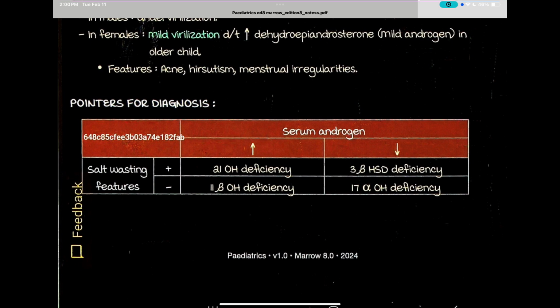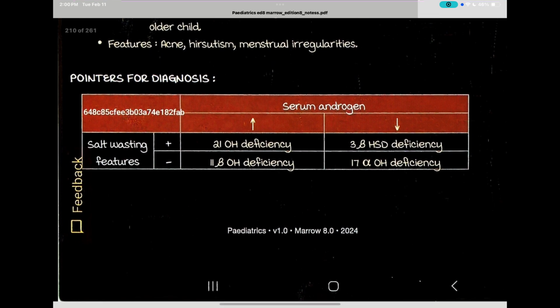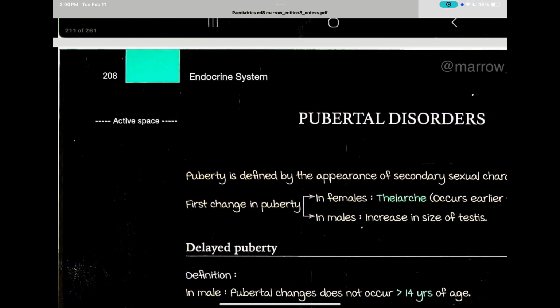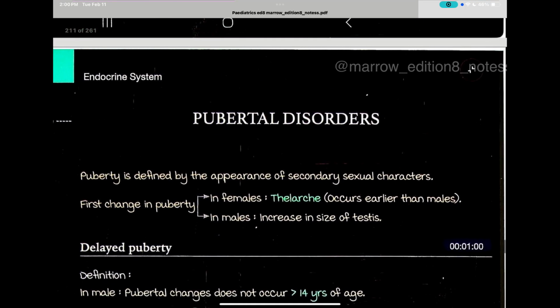Serum androgen is decreased in 3 beta HSD deficiency and 17 alpha hydroxylase deficiency, but salt wasting features are only seen in 3 beta HSD deficiency. In the next video we will see pubertal disorders.